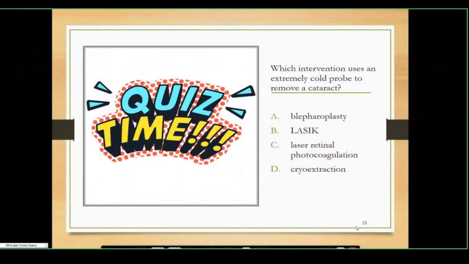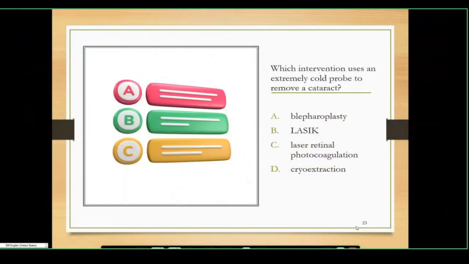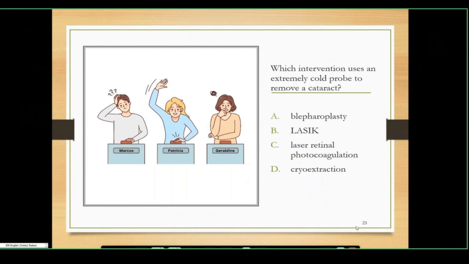Quiz time. Which intervention uses an extremely cold probe to remove a cataract? A. Blepharoplasty. B. LASIK. C. Laser retinal photocoagulation. D. Cryoextraction. One volunteer at a time, please.